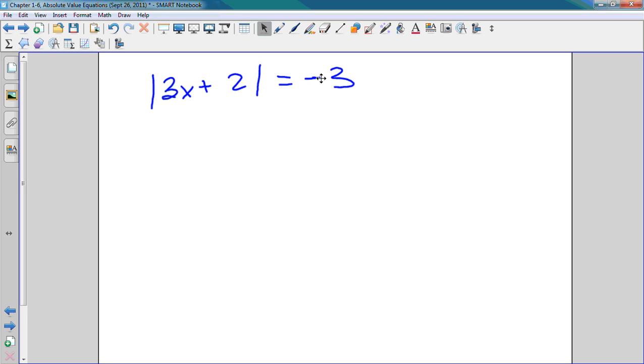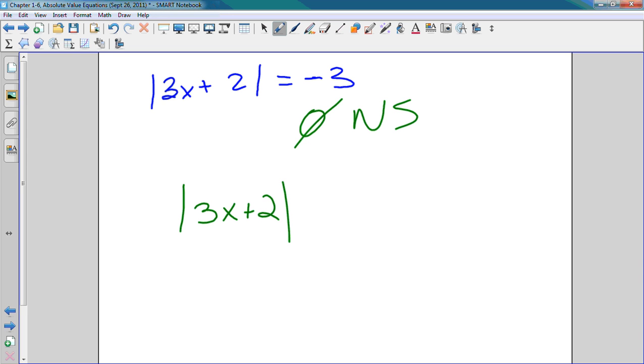So if you see that, the absolute value signs are isolated and there's a negative solution. Is that possible? No. Your answer is going to be no solution. What about this one? So if it's equal to a negative, it's impossible if the absolute value signs are isolated. What about this one? Is that one possible? Yes.